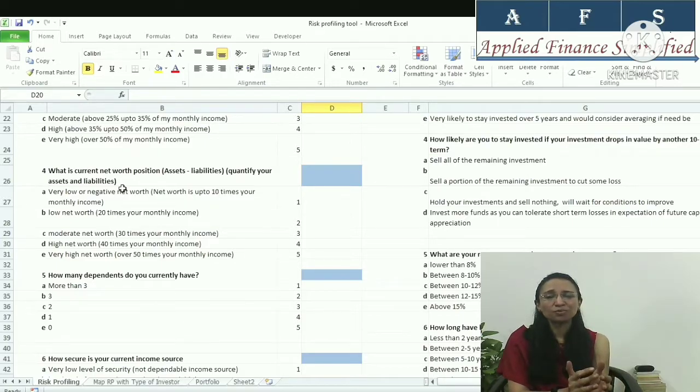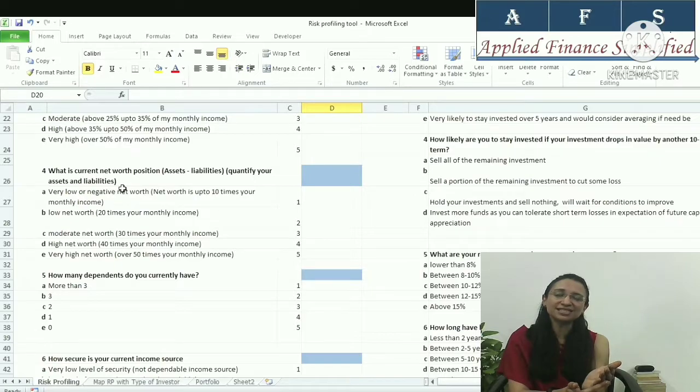Let's say you have a property. You will assess what is the market value of that property. If you have mutual funds, you will assess what is the value of the mutual funds. If you have FDRs, you will take the value of the FDR, and all your assets you will aggregate and take the values of these assets, which forms the part of your assets portfolio.